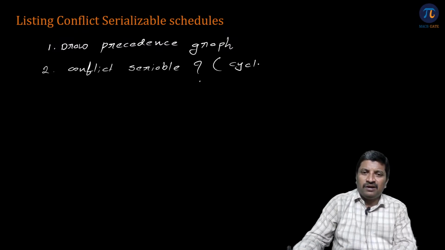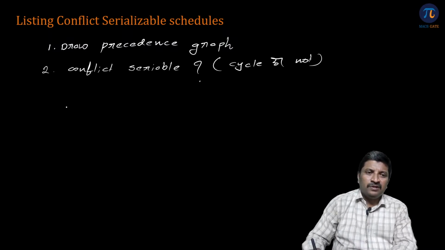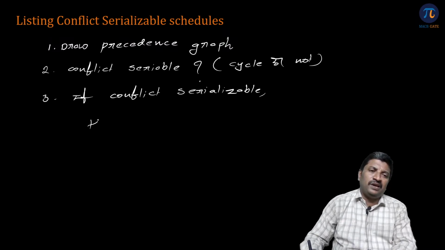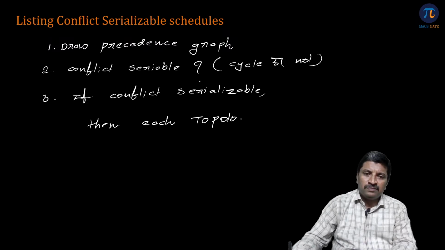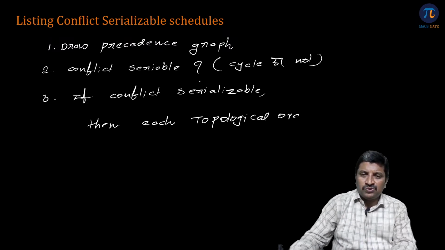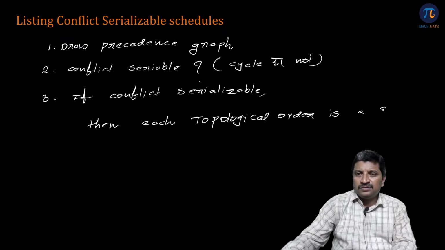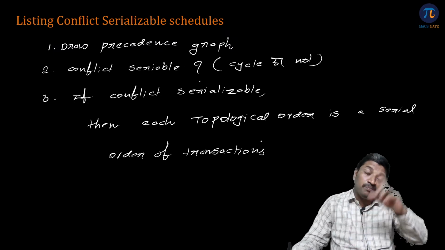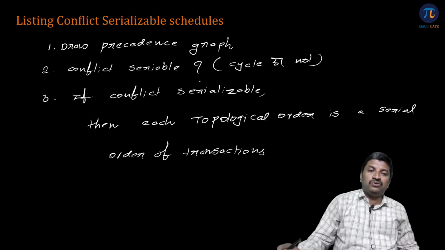That means cycle or not. If conflict serializable, then each topological order is a serial order of transactions, which we need. That is, the serial schedule to which my given schedule is equivalent. So this is the way to list out the serial orders.